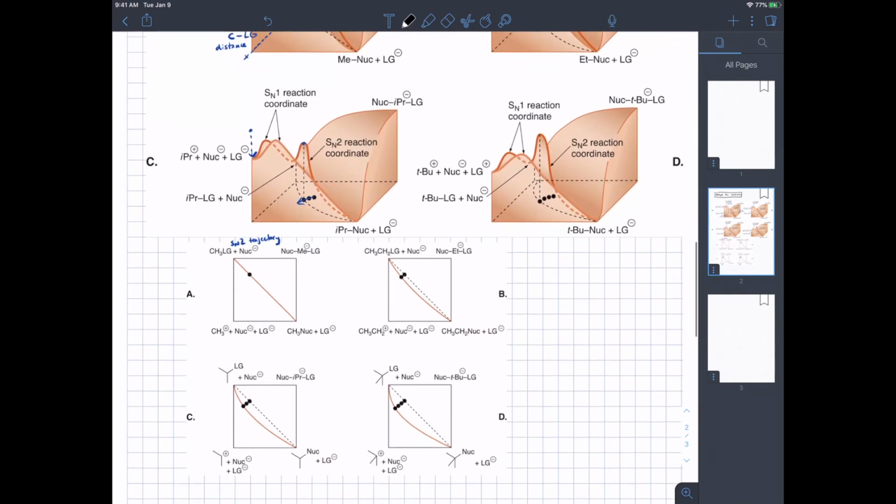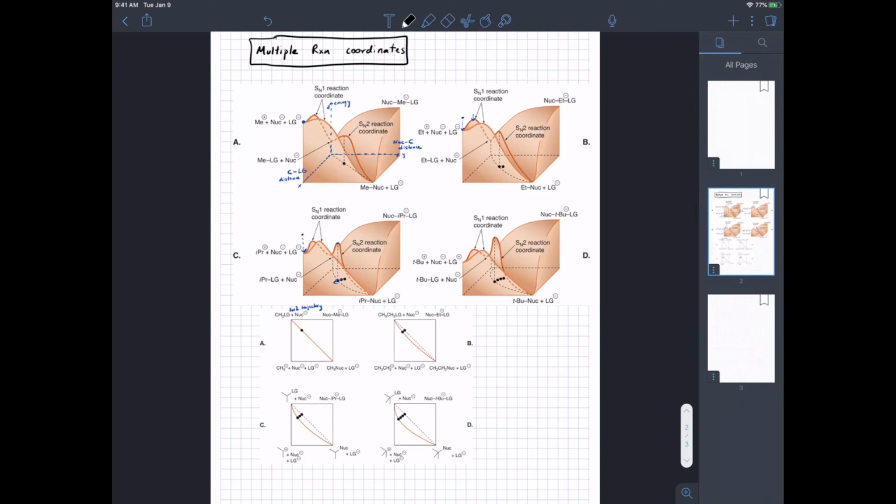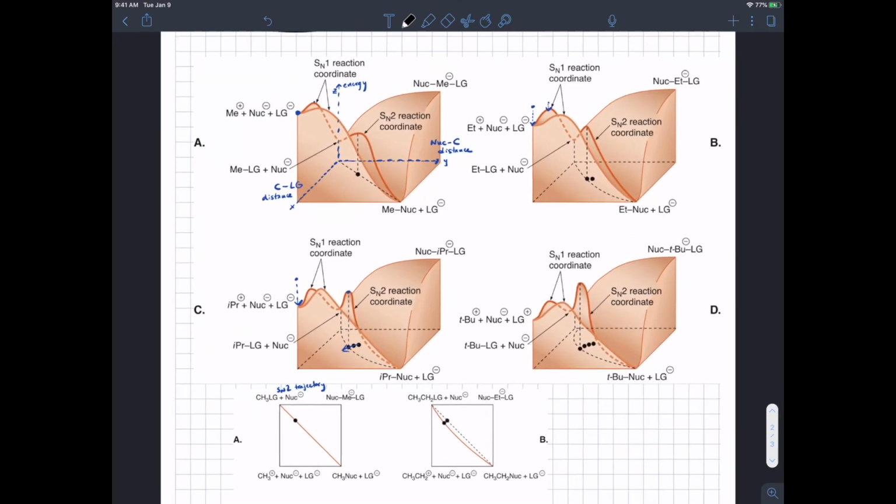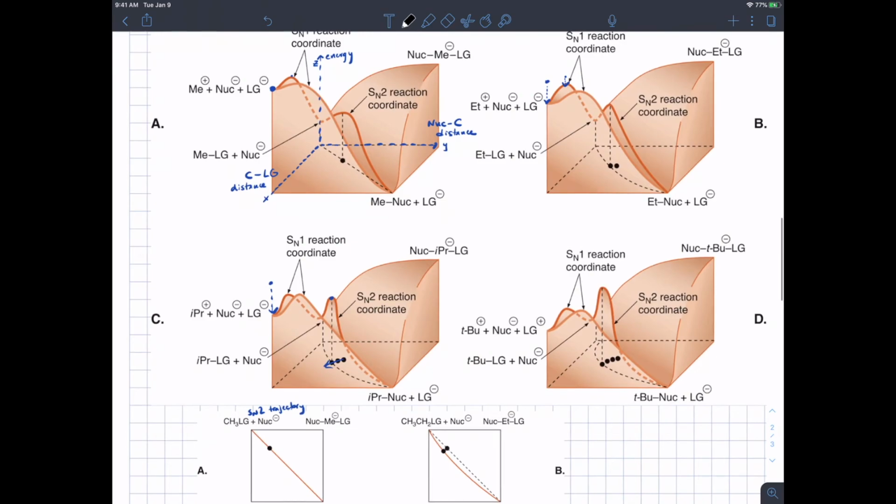So we've been talking about these More O'Ferrall-Jencks diagrams. We've been thinking about reaction coordinates. We reasoned our way through the SN1 and SN2 reactions by thinking about how changes in the potential energy surface might change the mechanism of reaction.